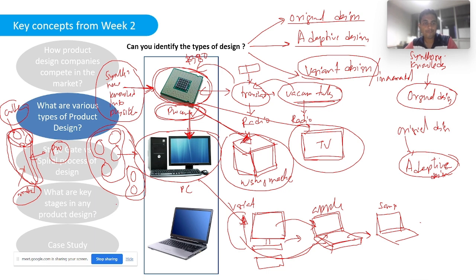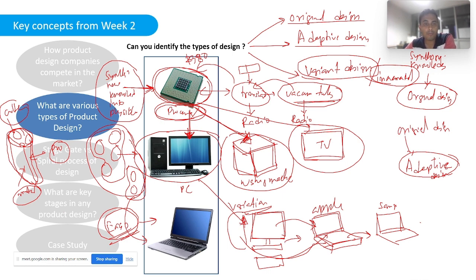Clear? Okay. And when we try to make a version of adaptive design more usable by making variations of it, it's called variant design or incremental design. This is the easiest task and easy to copy also. So easily someone can copy your designs if you only go for variant design.